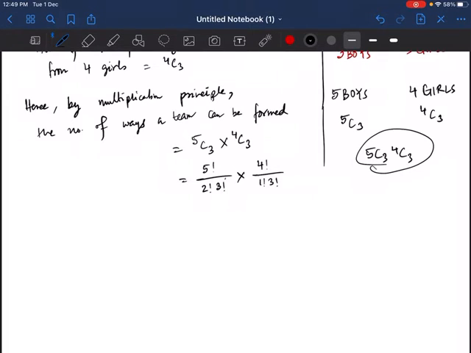So let's cut. If I cut 3 factorial with 5, we have 5 into 4. Then 3 factorial with 4, we have 4 only. So this one, you get 2. So how much is that? It is 40. It is coming out to be 40. So there are 40 ways you can form a team with 3 boys and 3 girls, selecting from 5 boys and 4 girls.